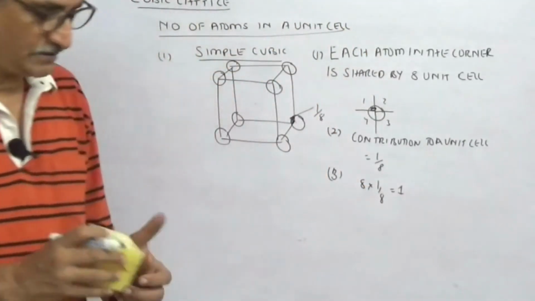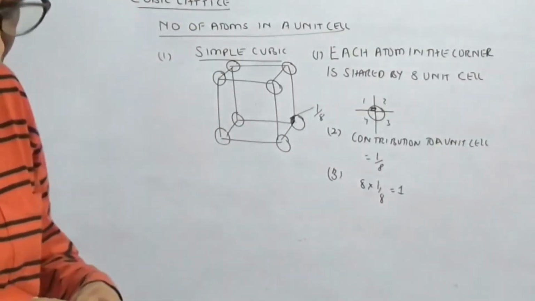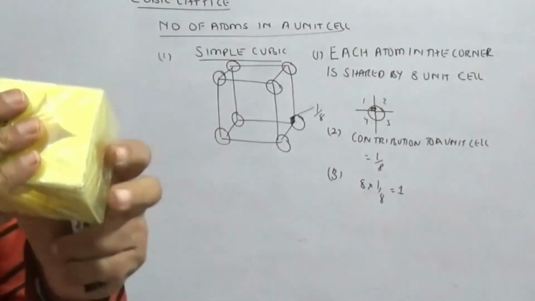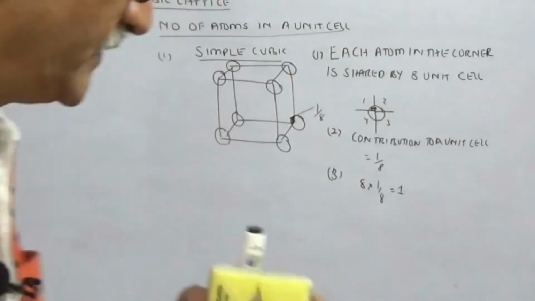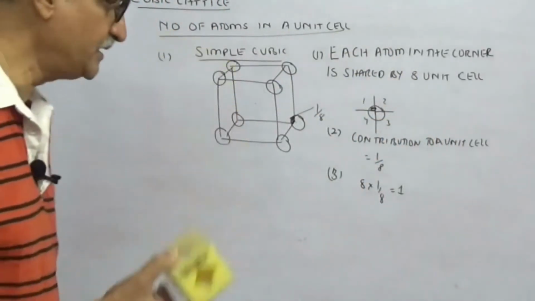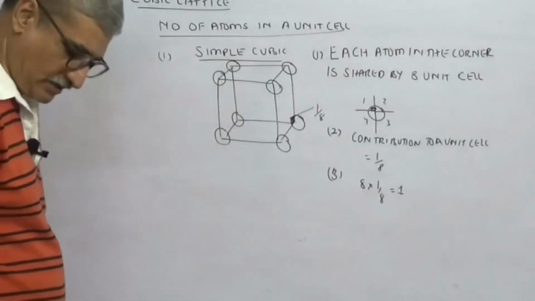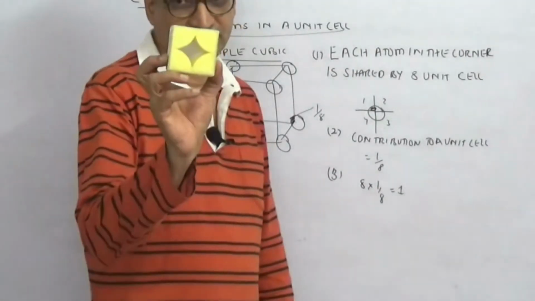If you take all the tidbits that we have, listen carefully. If you take all the tidbits and join, you will get one sphere, one atom. So the number of atoms in a unit cell of simple cubic is how much? One atom is present.